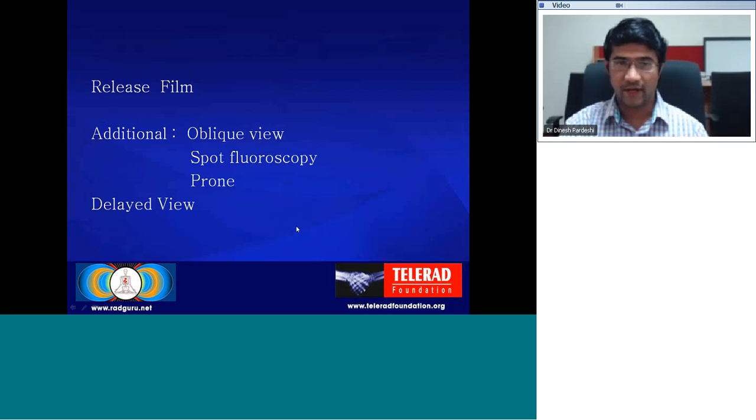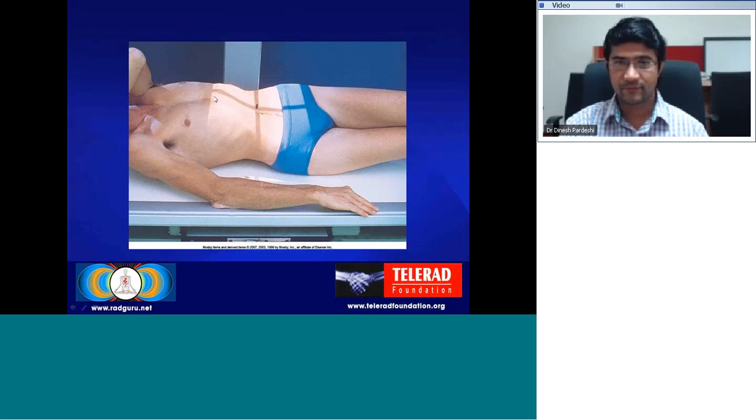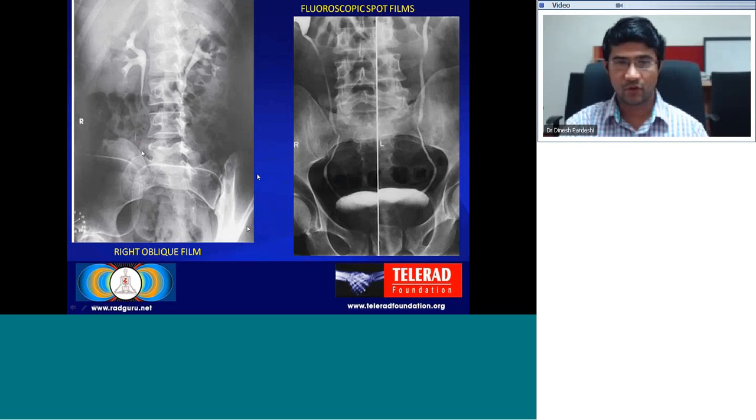There are other ways to take the film here. We can take oblique views to see the ureter, or we can do spot fluoroscopy. For the oblique, the patient is typically asked to turn 35 or 40 degrees either to the right or to the left side, and a larger 35 by 43 centimeter film is taken. So these are the larger oblique films where the ureter course can be seen very nicely, and these are the spot fluoroscopic images. These depict the entire course of the ureter as well as the luminal surface of the ureter nicely.